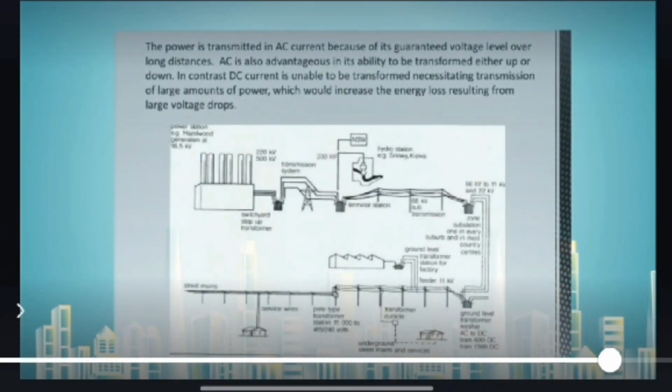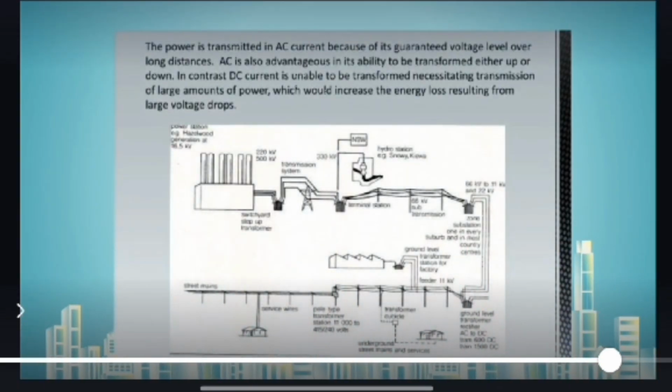The power is transmitted as AC current because of its high voltage level over long distance. AC is always advantageous in its ability to be transformed either up or down. In contrast, DC current is unable to be transformed, necessitating transmission of large amounts of current, which would increase the energy loss resulting from large voltage drops.